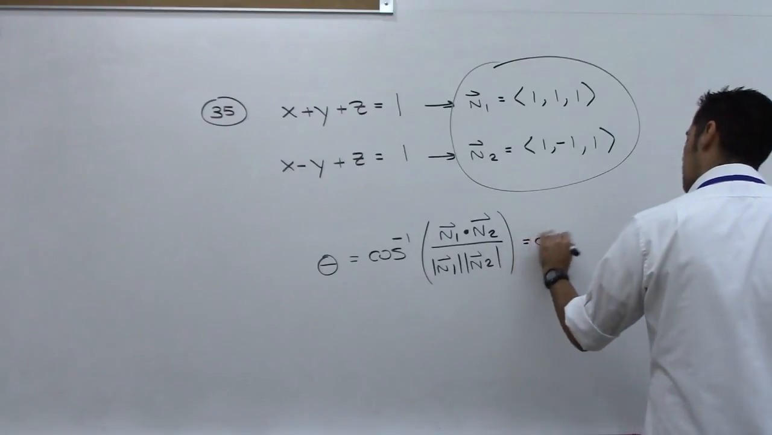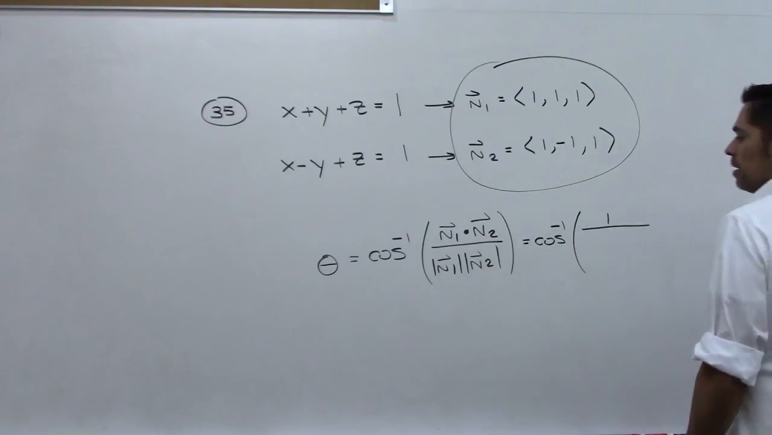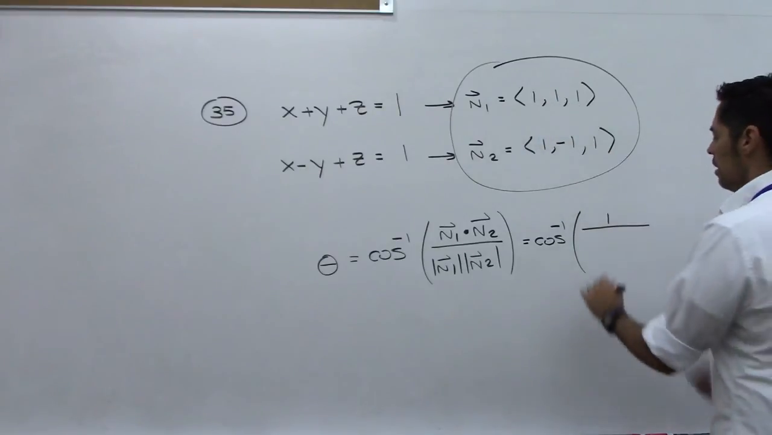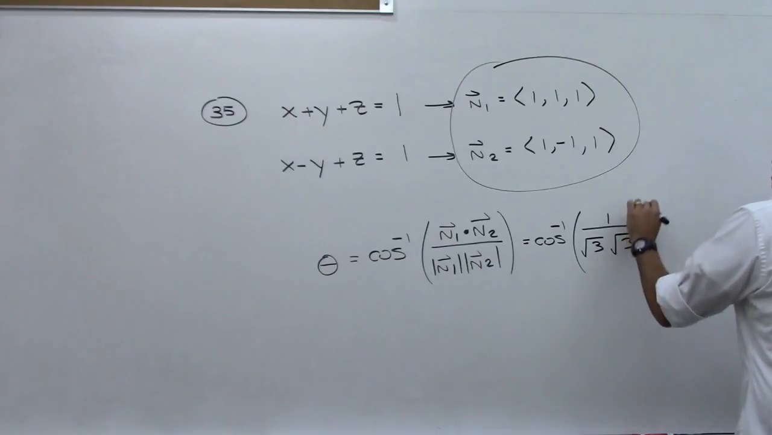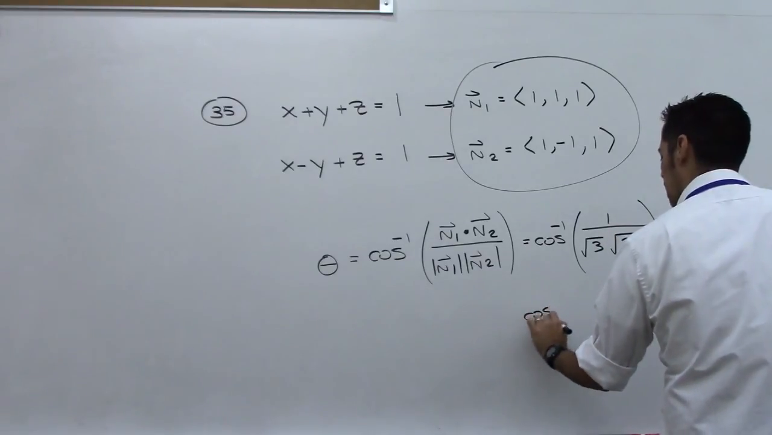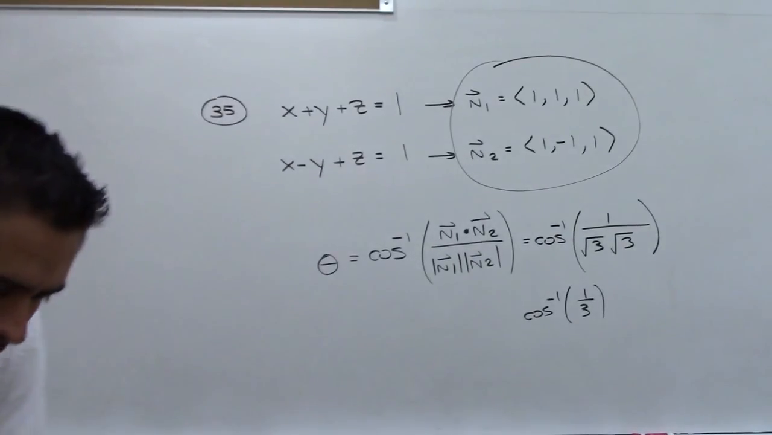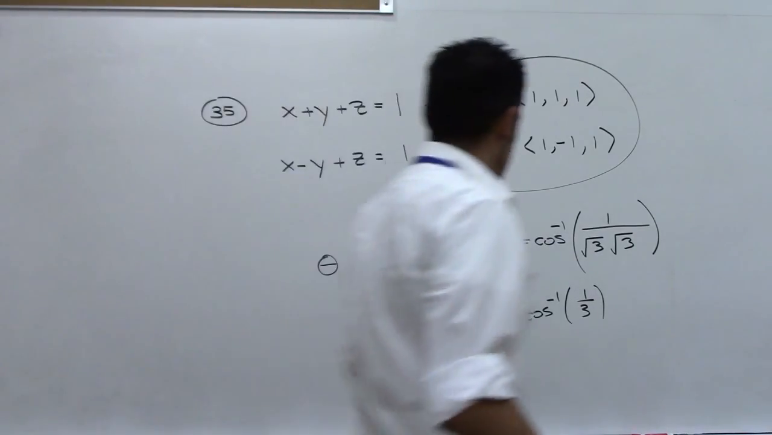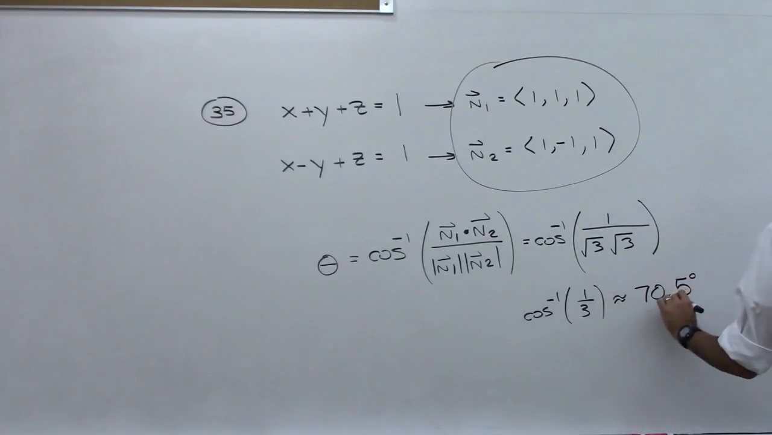So this is going to be cosine inverse of the dot product of the two, which we did just a second ago, is 1. The length of n1, so this is where you do the square root of each of these squared, you'll get root 3. And then the length of this one is also root 3. So you get arc cosine of 1/3, which, I don't have my calculator with me, is about 70.5 degrees. That is the angle between the two planes.